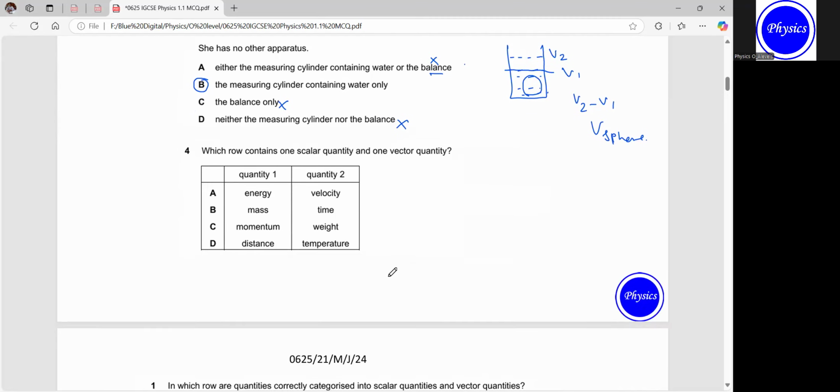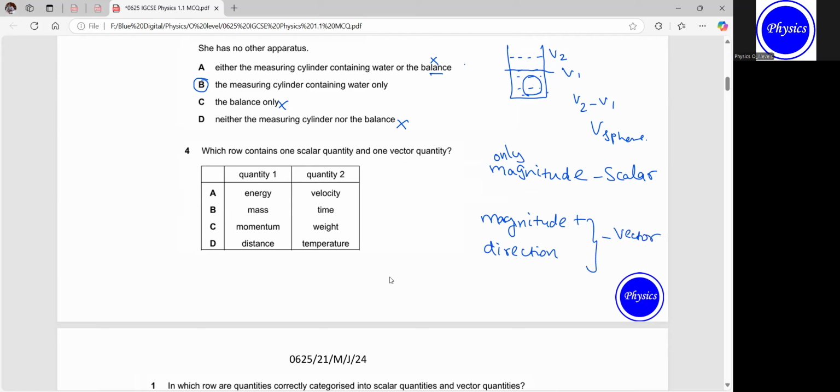The next one: which row contains one scalar quantity and one vector quantity? Scalar quantities. What is meant by scalar? Which has only magnitude. The quantities which have only magnitude are scalar. Quantities with magnitude plus direction are vectors.